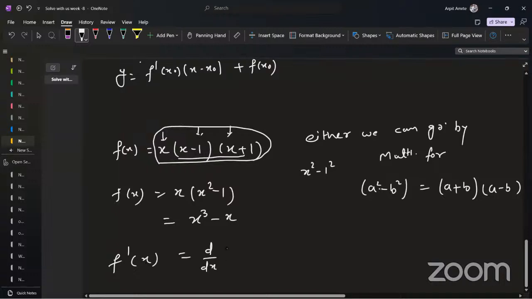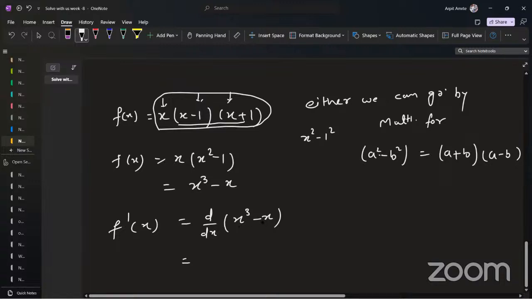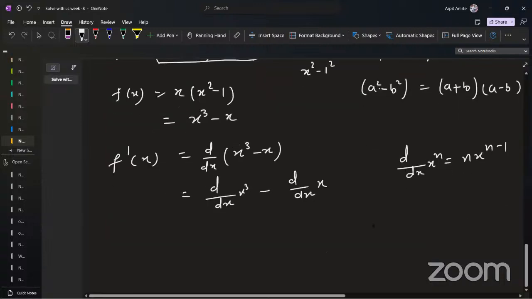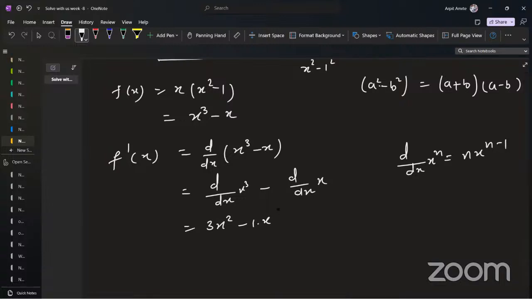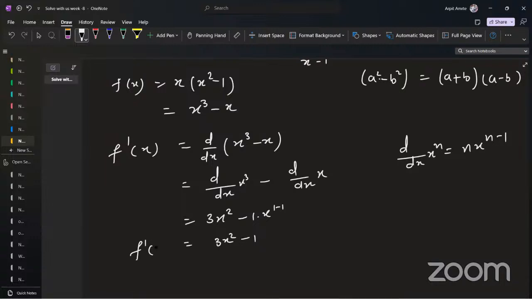Let me do it first. Here you are getting subtraction of two functions, so it will be d by dx of x cube minus d by dx of x. And you have the formula that d by dx of x raised to the power n is n x raised to the power n minus 1. So it will be 3x raised to 3 minus 1, which is 2, minus 1 into x raised to 1 minus 1, which is 0. So it will be 3x square minus 1. This will be your derivative function.